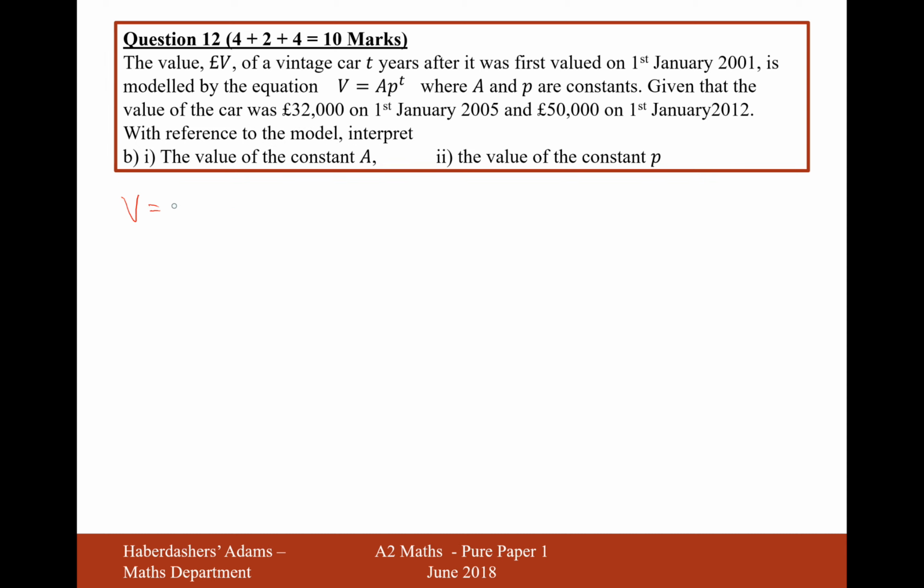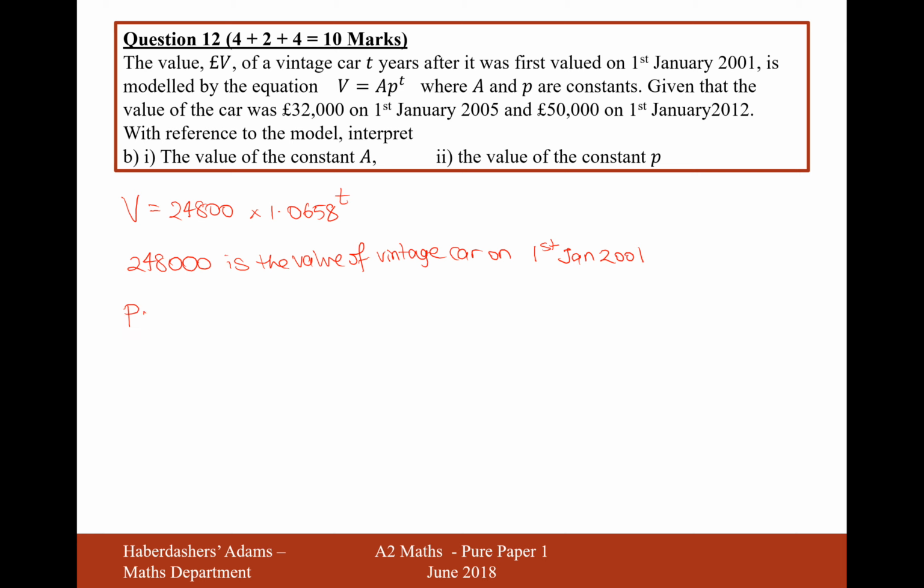Moving on now to part B, let's just write down what we had before. We have v equals 24,800 times 1.0658 to the power of t. With reference to the model, interpret the value of the constant a. Well, a, 24,800, is the value of the vintage car on the 1st of January 2001, when t equals 0 basically.